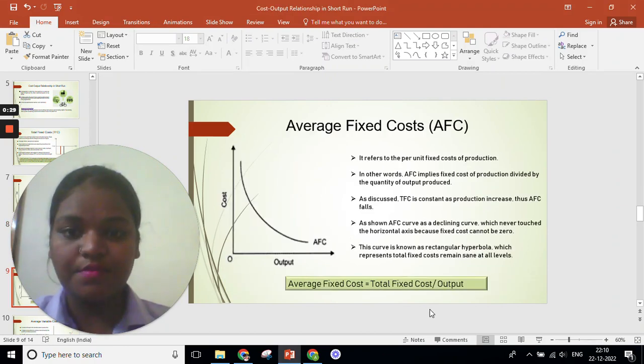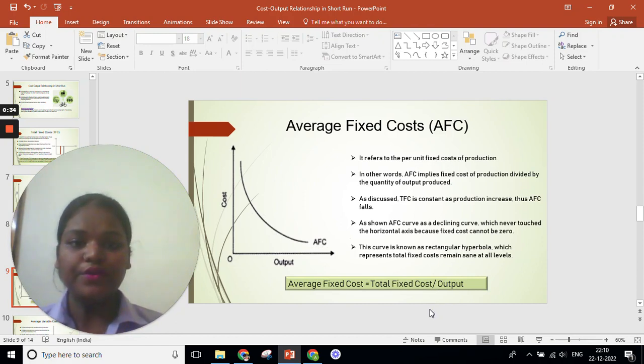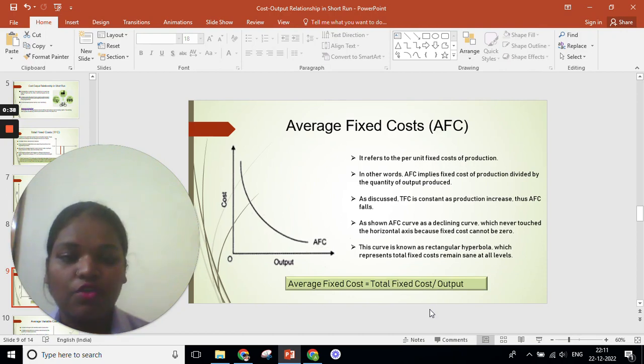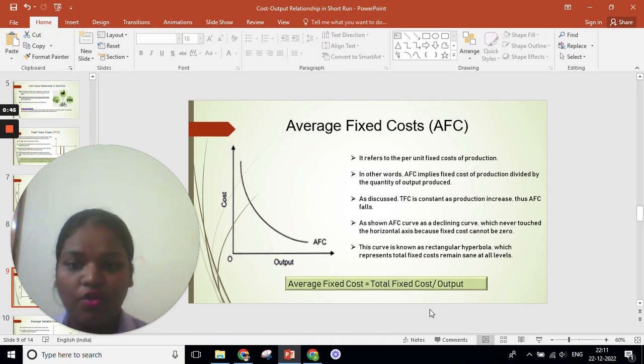The next concept is average fixed cost curve. It refers to the per unit fixed cost of production. Average fixed costs are the fixed cost per unit of output produced. In other words, we can say that average fixed cost is the total fixed cost divided by the number of units produced.